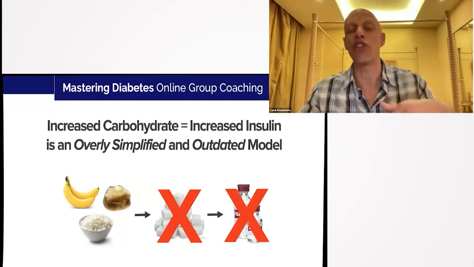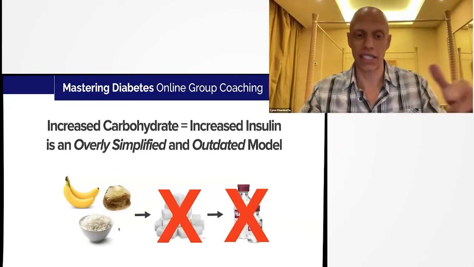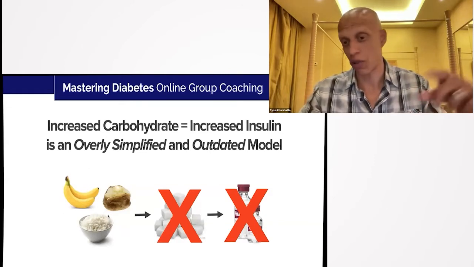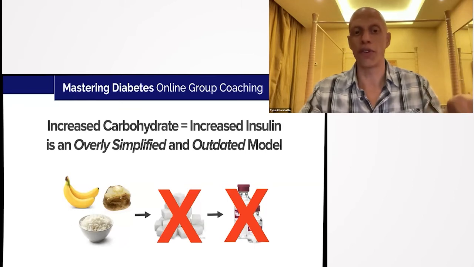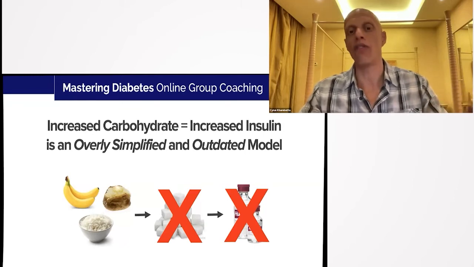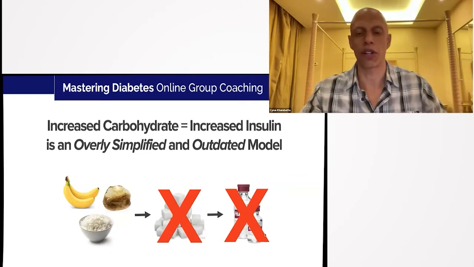In addition to that, they don't actually increase your insulin use because you have to be more complex. You're not eating foods in isolation in most situations. And the other foods that you eat along with these foods are going to eventually determine what happens to your pancreas and how much insulin you're secreting.